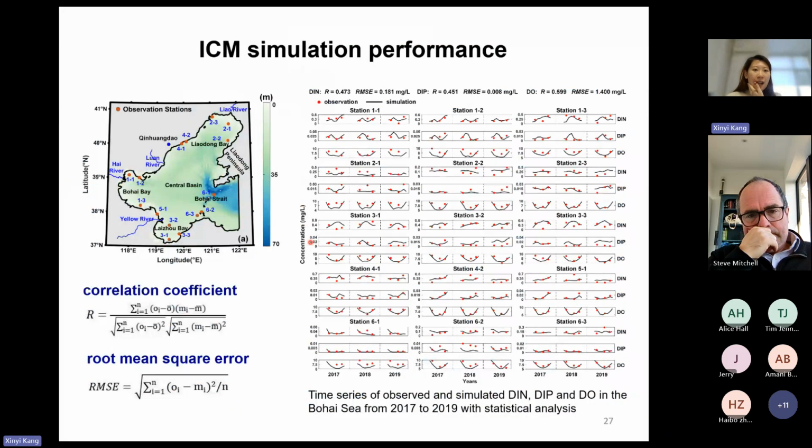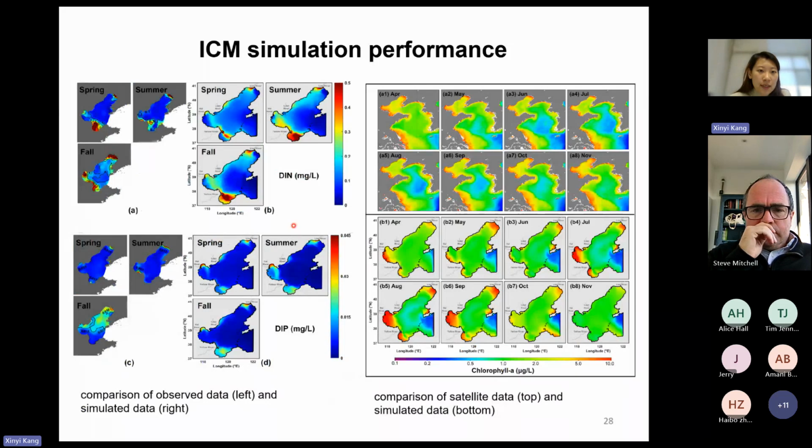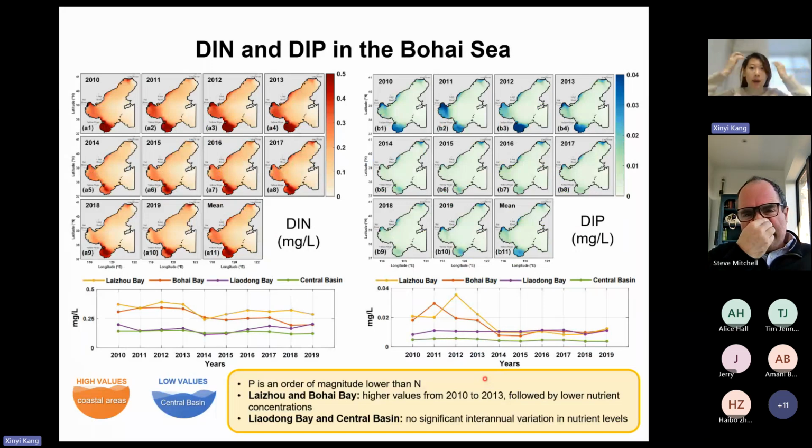So let's take a look at the SAM simulation performance. From 2017 to 2019, we could see that the dissolved inorganic nitrogen, dissolved inorganic phosphorus, and dissolved oxygen variations were well captured by our model. And our model also effectively captured the seasonal and monthly variations of nutrients and chlorophyll A concentrations. And next, let's take a look at the nutrients in the Bohai Sea.